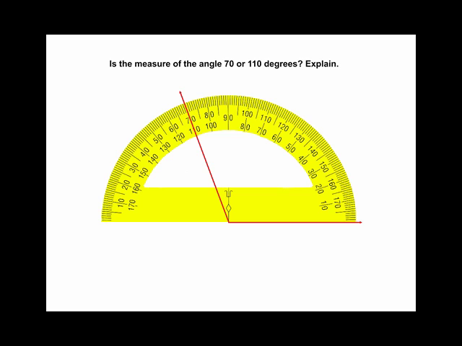How about this one? Is it 70 or 110? Which direction does the ray line up with on the zero edge? It lies to the right of center, so we're going to read the inside scale, and we have a 110 degree angle.